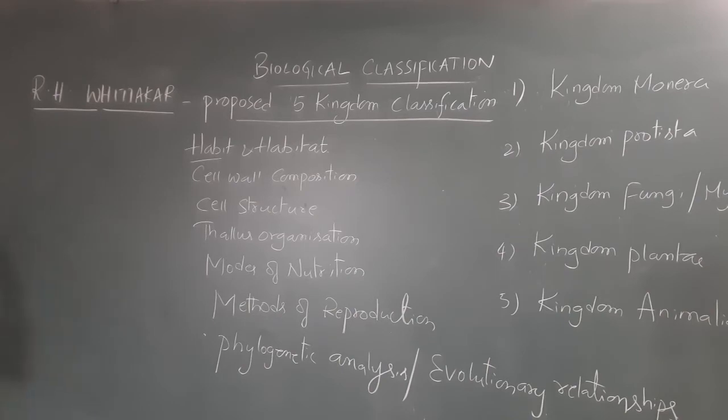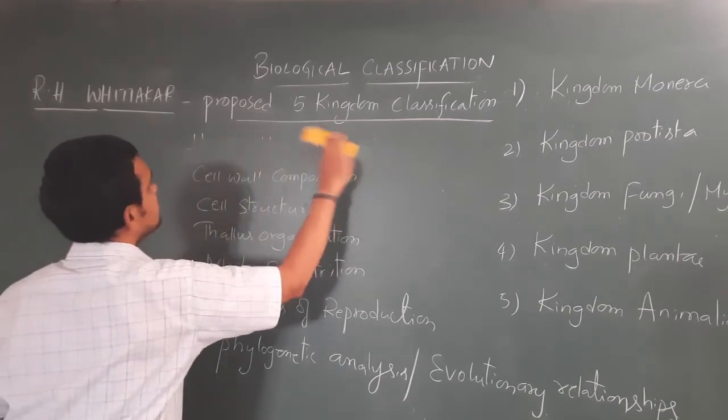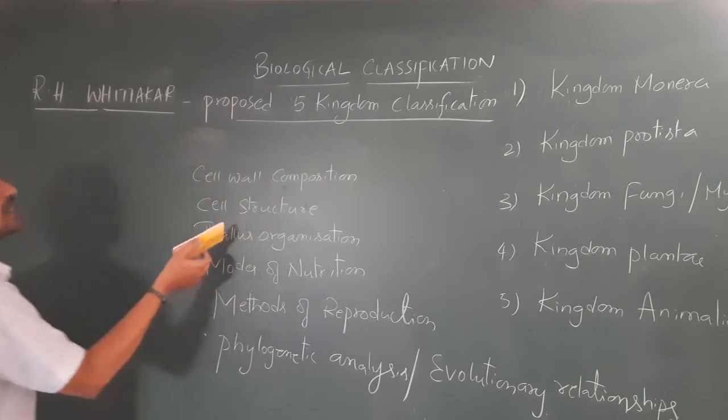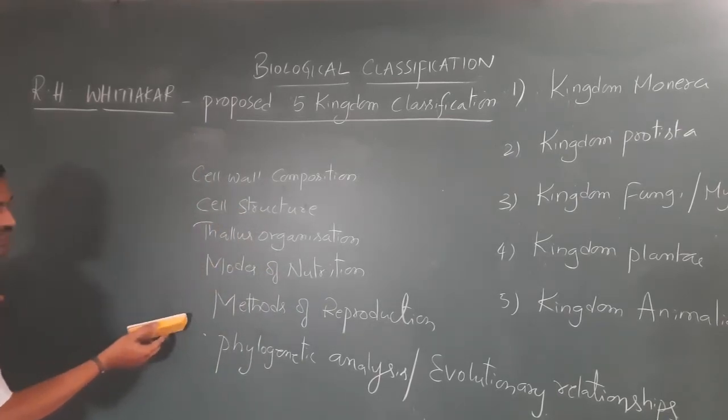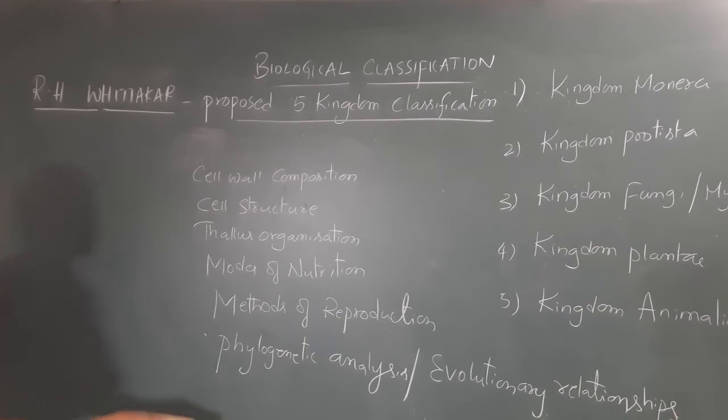You know that Aristotle classified the organisms based on morphological characters. Linnaeus proposed the 2 kingdom classification based upon the cell wall. In the same way, R.H. Whittaker proposed the 5 kingdom classification based on many characteristics. What are those characteristics he has taken? He has taken many characteristics like cell wall composition, cell structure, thallus organization, modes of nutrition, methods of reproduction, phylogenetic analysis or evolutionary relationships.